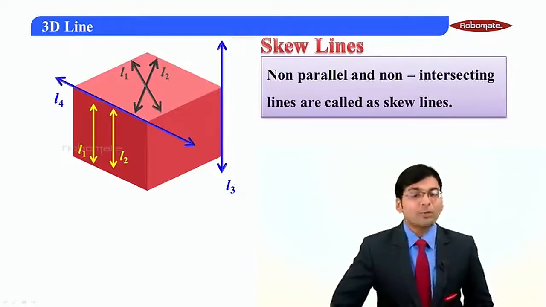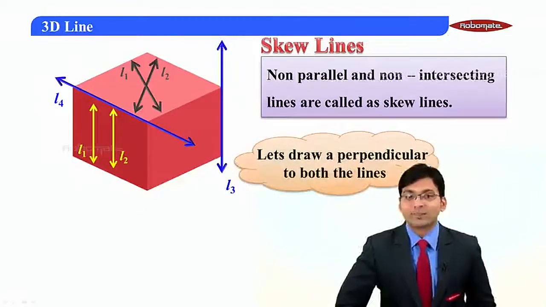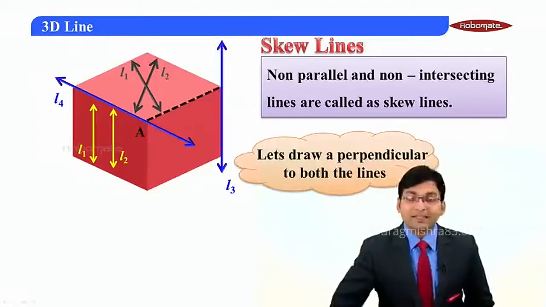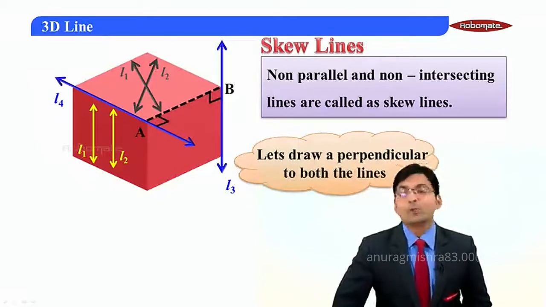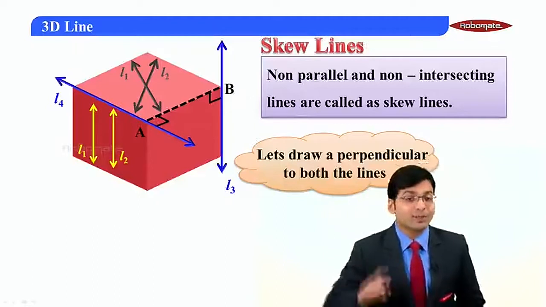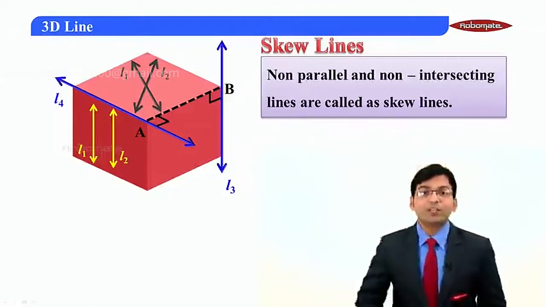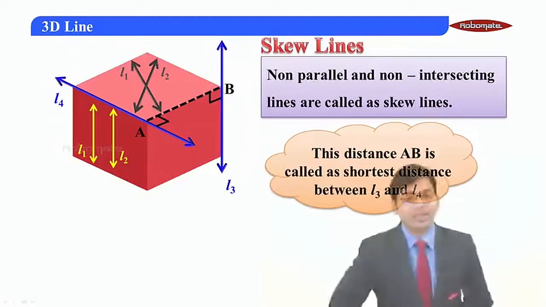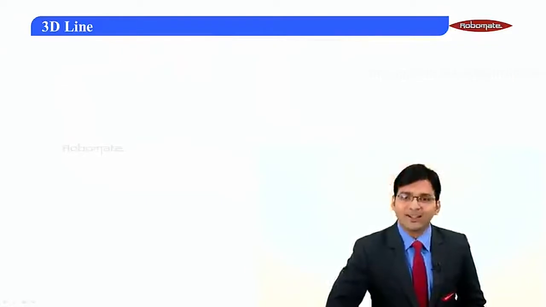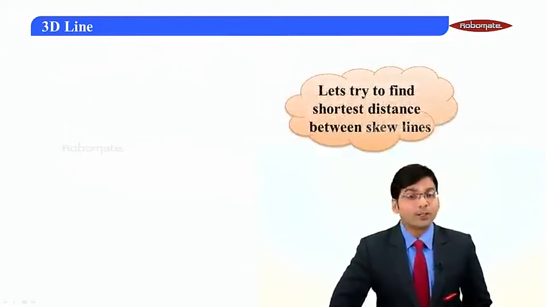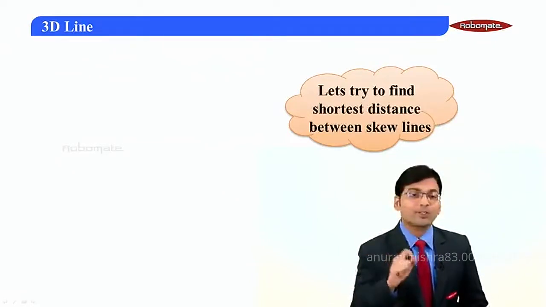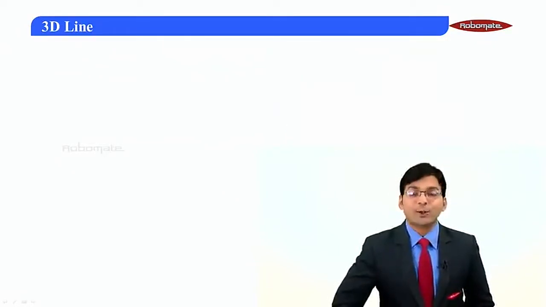Let us see what we mean by shortest distance between lines. Let's draw a perpendicular to both the lines. So if you see in the diagram, there is a perpendicular AB to both the lines. So it is 90 degrees with both the lines. And this kind of distance AB, students, is called the shortest distance between L3 and L4. So AB is the shortest distance. Alright. Now students, once we learned skew lines and shortest distance, let's try to find the shortest distance between skew lines. That is, we are concentrating on AB.